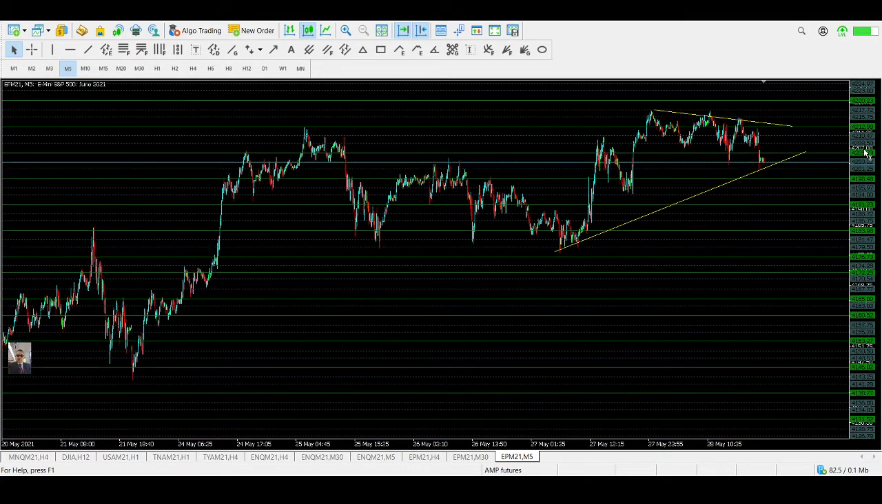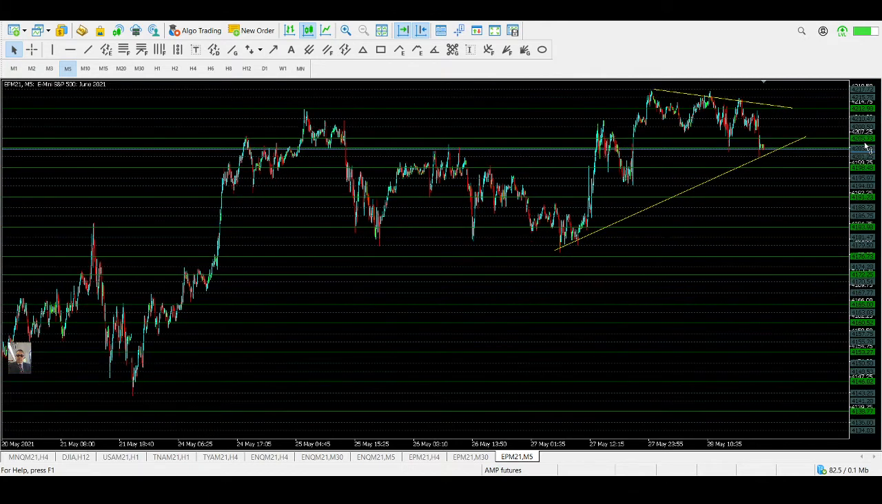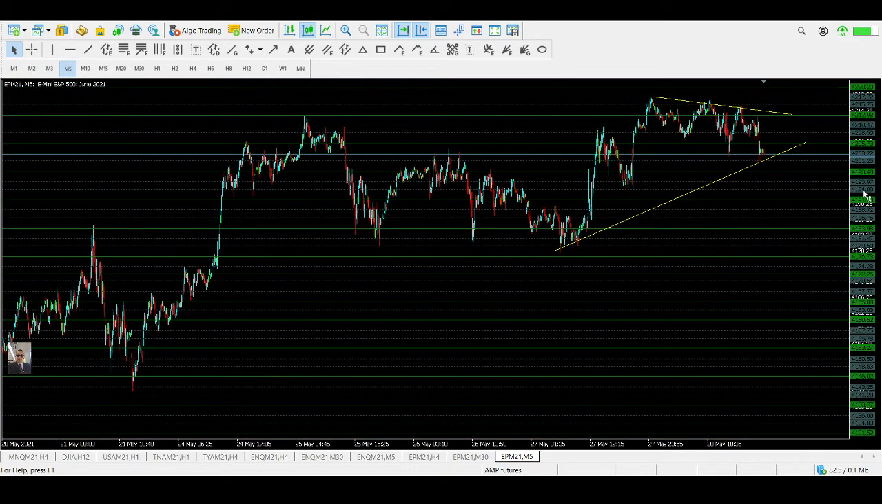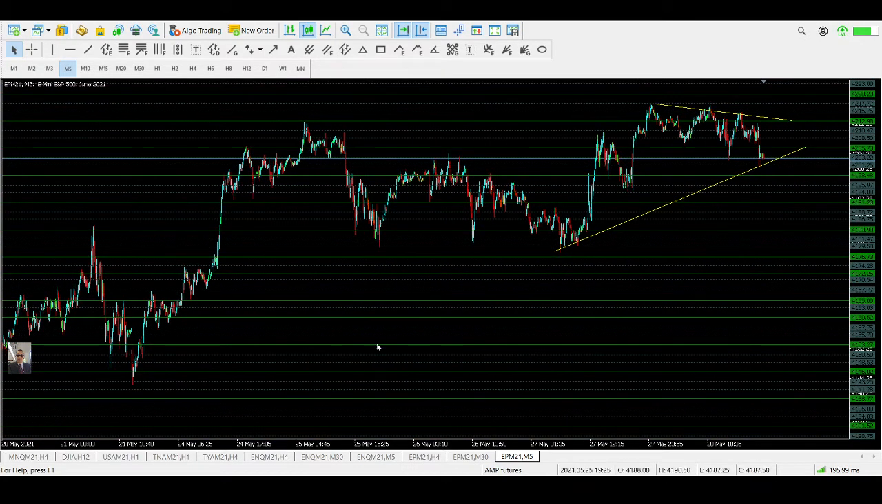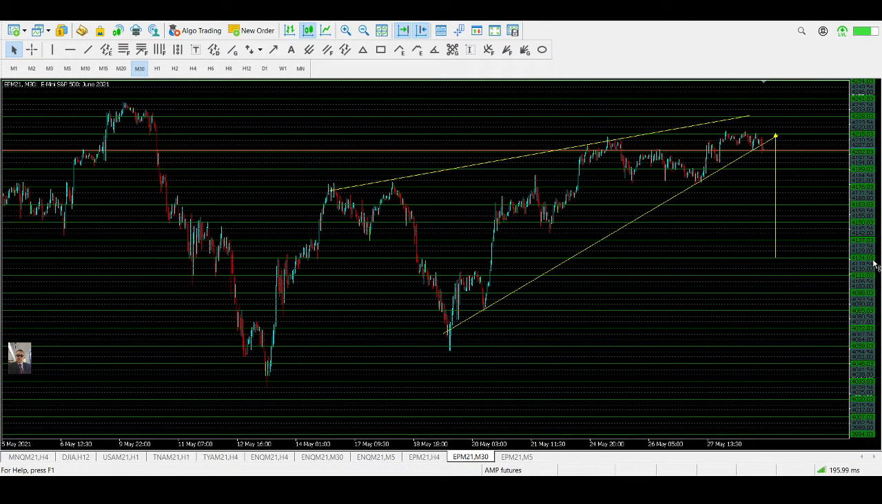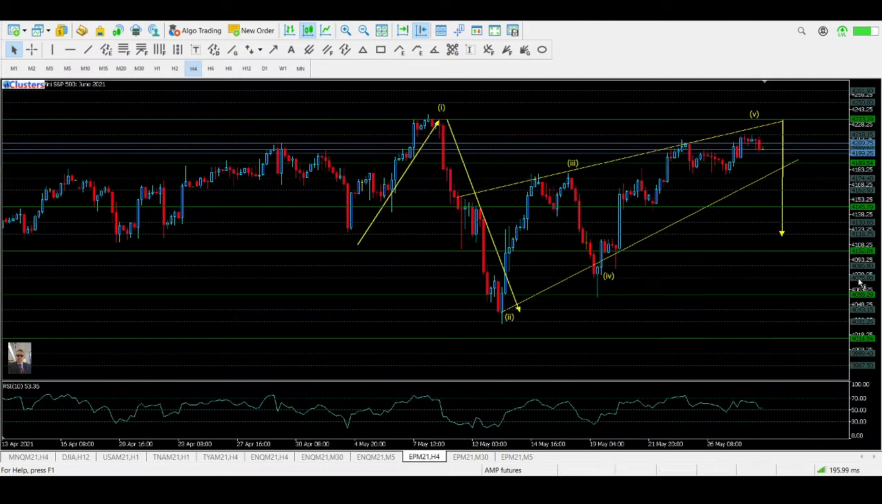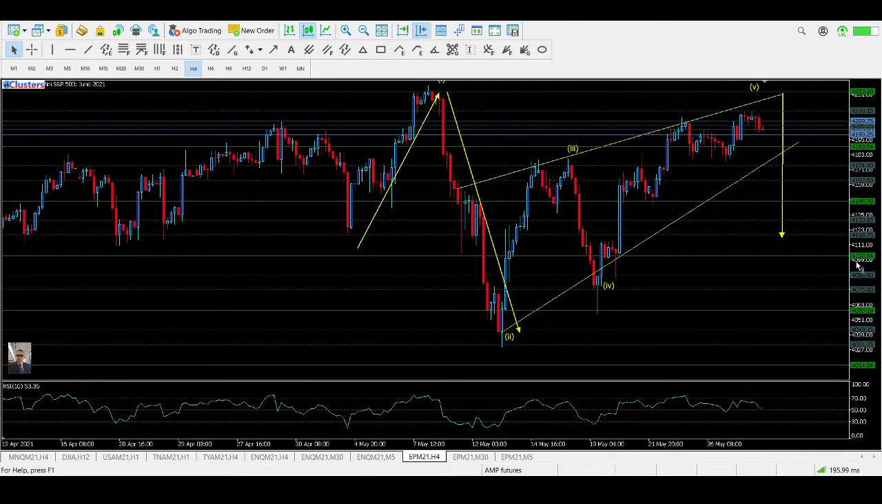Major levels here: 4212, 4220, and 4205. I normally use the 5 minutes, the lower time frames, for my entry and exit levels, but the 30 minutes and the 4-hour time frames are the ones that I normally plan my trades on.